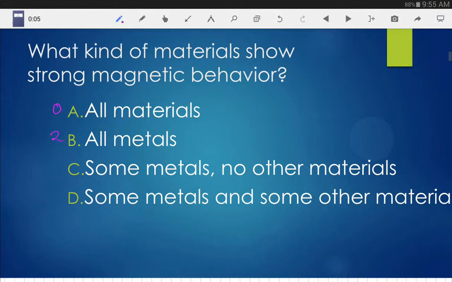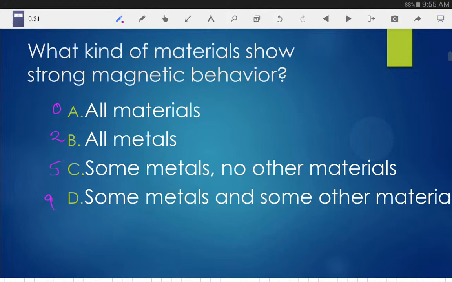2 people said all metals. 5 people said some metals, no other materials. And 9 people said some metals and some other materials. Well, this being physics class, of course we test these things. So the first thing is we've seen some materials that do work with magnets. Let's try some others. Piece of plastic. Nada. So it's clearly not all materials. We can throw that one out.